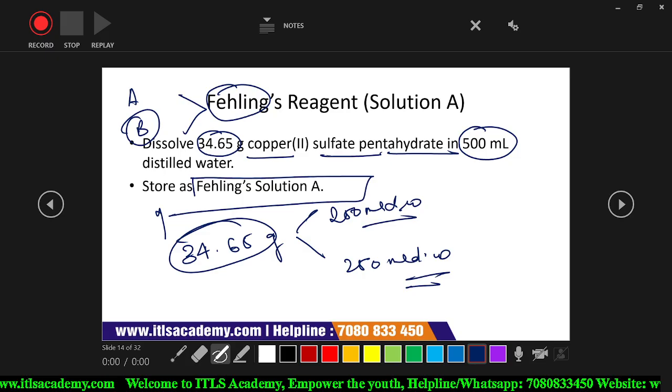Now we dissolve it in 250 ml of distilled water. When it is completely dissolved, then we add the remaining 250 ml of distilled water, store it in a bottle and label it as Fehling's solution B. Now when we have to perform a Fehling's test, we prepare a Fehling's solution by the combination of A and B in equal amounts, and this solution should be prepared freshly. Clear?